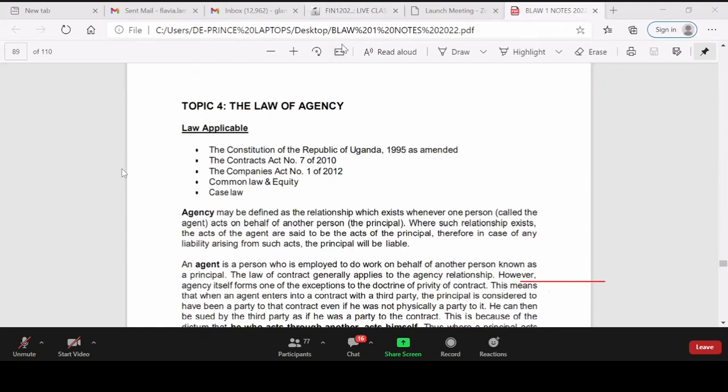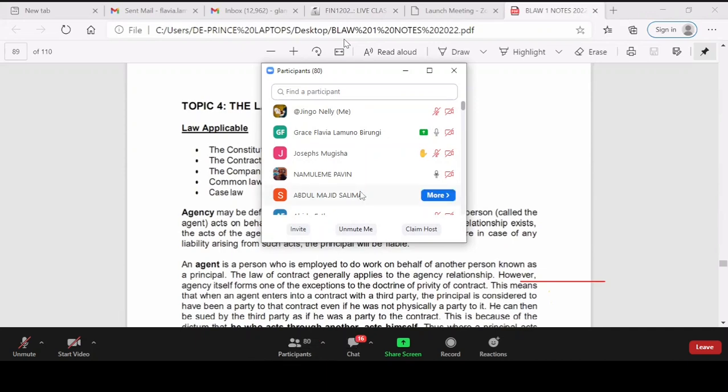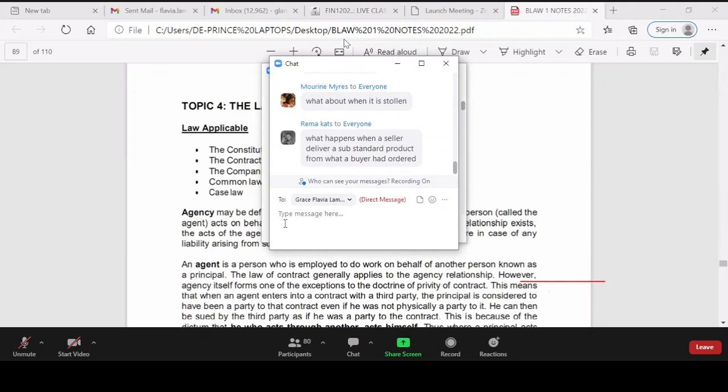Okay, any other questions? This lady who is supposed to be taking us through the chat, is anything there? Yes, madam, there is. There is a question here stated, what happens when a seller delivers a substandard product from what a buyer has ordered?